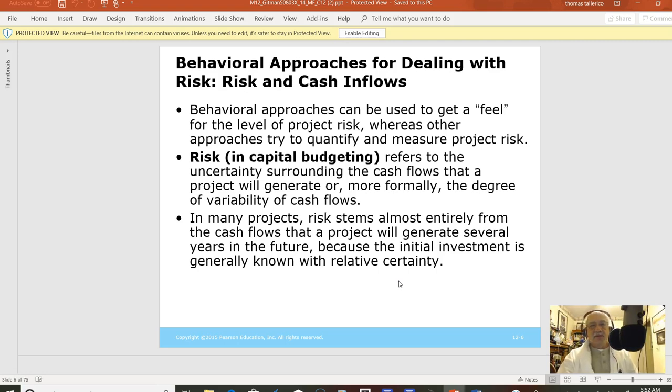All right, so there are a couple of terms here. There are different behavioral approaches to risk. In capital budgeting, risk refers to the uncertainty surrounding the cash flows that a project will generate. I'll put it in my own words. You know what's probably coming, right? Risk is going to be called standard deviation. Everybody remember standard deviation? Standard deviation is risk variation. So risk stems from these cash flows that a project will generate, and in this course we'll learn how to calculate standard deviation.